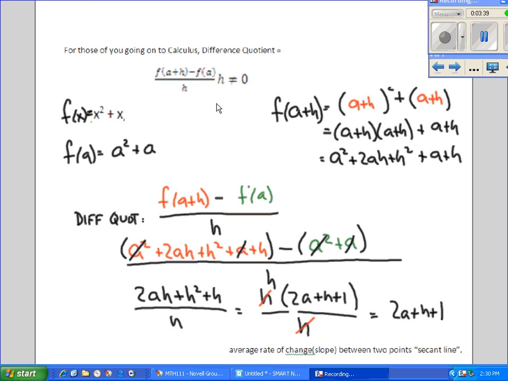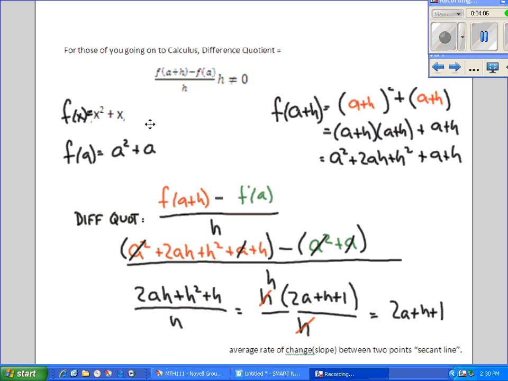Okay, those of you going on to calculus, you're going to see a lot of the difference quotient. The formula for the difference quotient is f of a plus h, subtract f of a, over h. I won't go into too many details here, but the idea in calculus is we're trying to find the slope of a curved line. And so, of course, the slope changes constantly, and so we're coming up with a slope formula that's a function rather than a set number. So you don't really need to know that at this point.